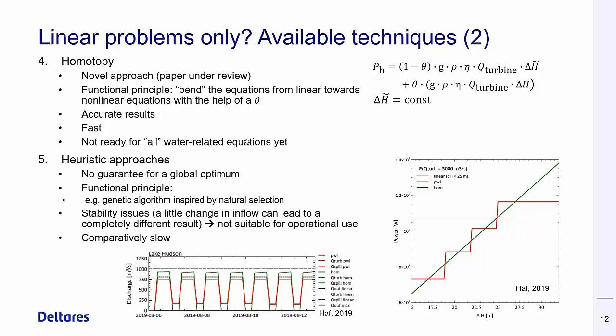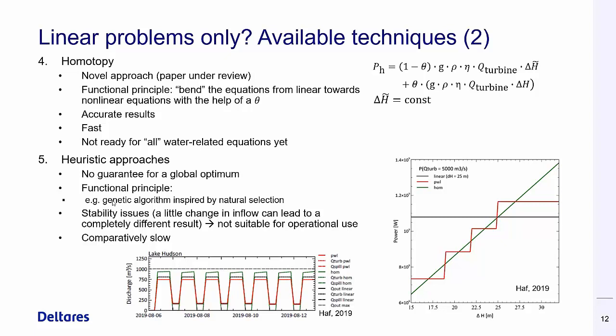storage relations for reservoirs. And then of course there are a lot of heuristic approaches, but they come without a guarantee for a global optimum. There are so many functional principles. For example, a genetic algorithm is inspired by natural selection. There are so many others, pattern search and whatever.